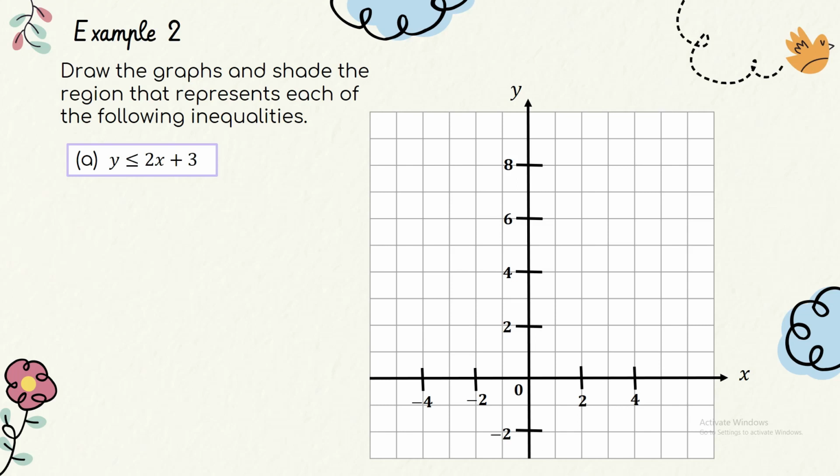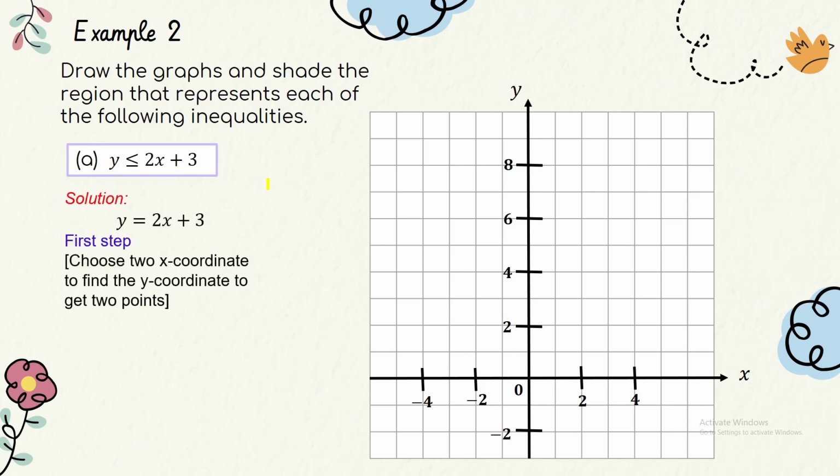For the second example, draw the graph and shade the region that represents each of the following inequalities. This is the inequality: y lower than or equal to x plus 3. I will show you step by step. For the solution, you need to change this inequality into an equation. How to change? You just need to change the sign into an equal sign.